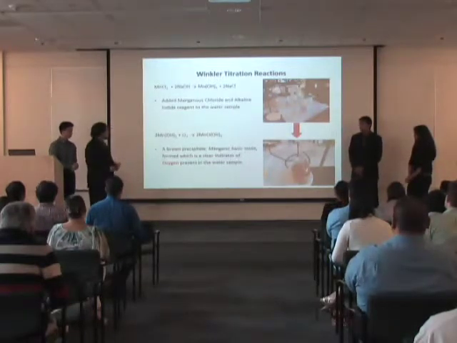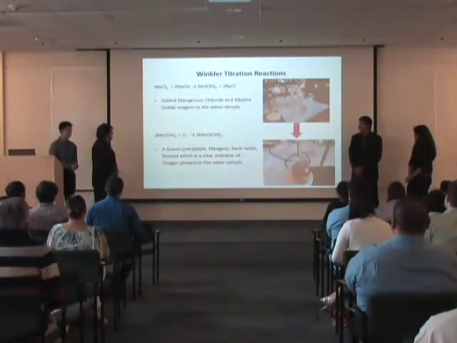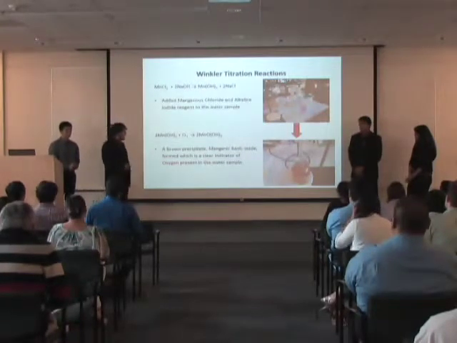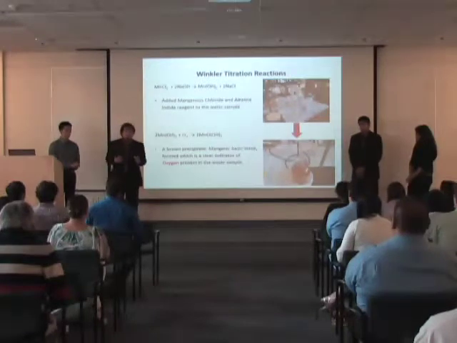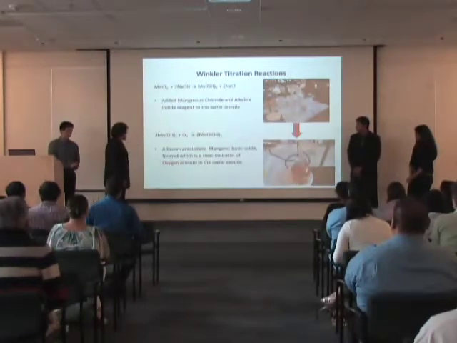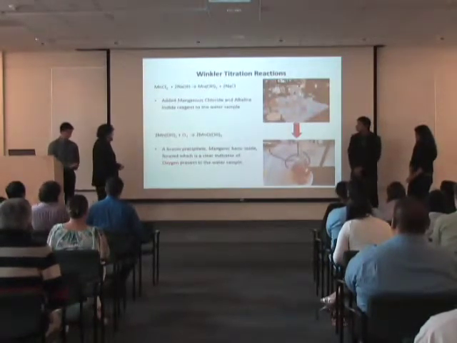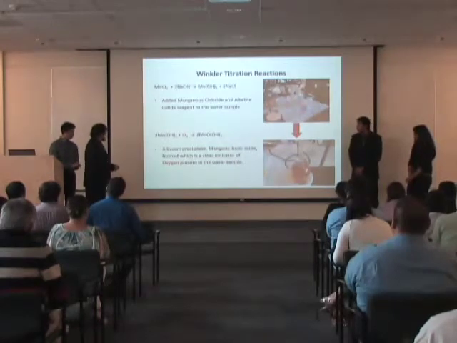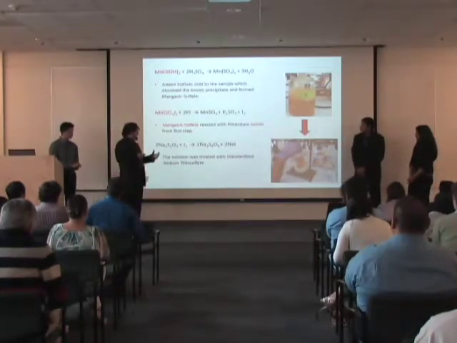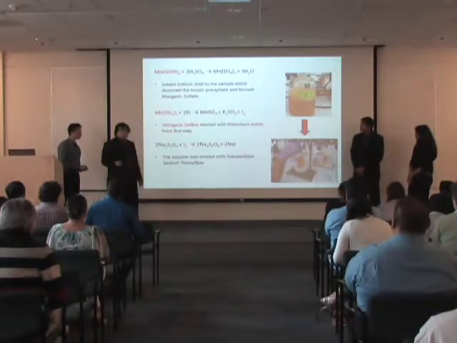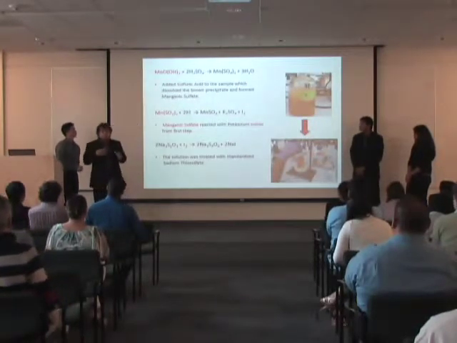So once we got our samples, we added manganese chloride and alkaline iodine, which made our sample into a brown precipitate. Now what that brown precipitate lets us know is that there's oxygen present in the water. And as you can see in the chemical reaction, that's where the oxygen is present right here. Afterwards, we added sulfuric acid to our sample, and that dissolved the brown precipitate into a more yellow precipitate.